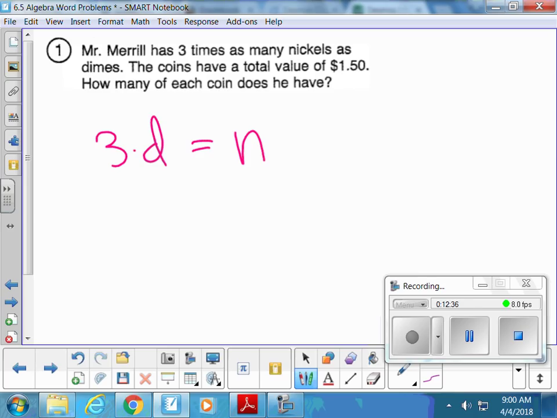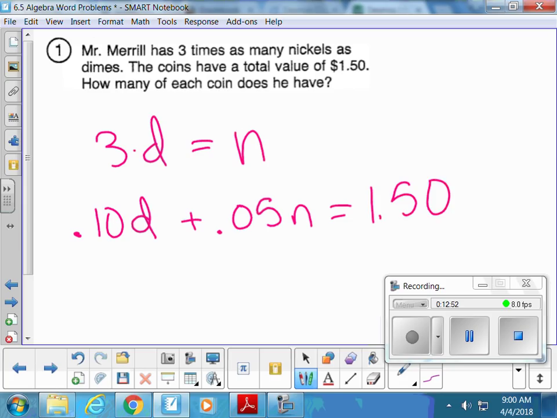So that does work. The coins have a total value of 150. So you really think of the value of each coin. Dimes are 10 cents each, so I set that up like that, 0.10D. Nickels are 5 cents each, so I would set it like this. And then it has a total value of 150. So I would have no trouble just heading to Desmos on this one, but you'd have to have your D be an X and your N be a Y. And just remember which variable you had be an X and a Y. Desmos can't handle D's and N's, only X's and Y's.